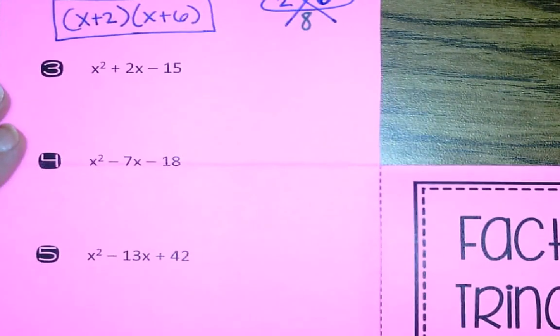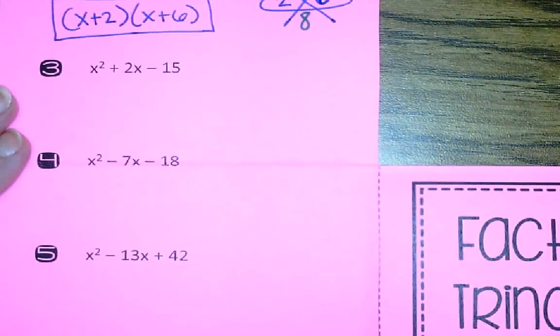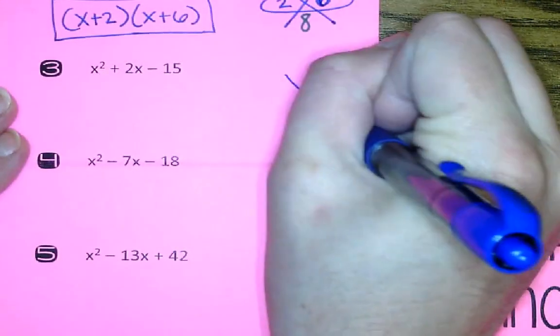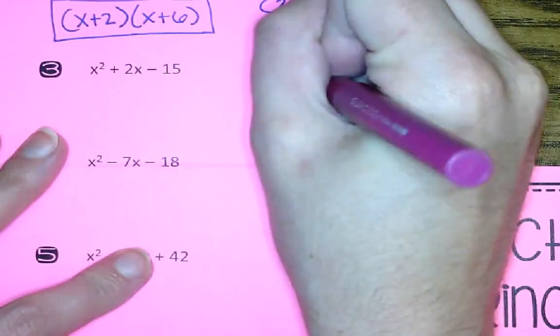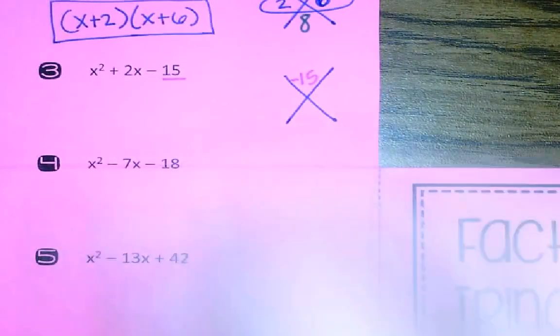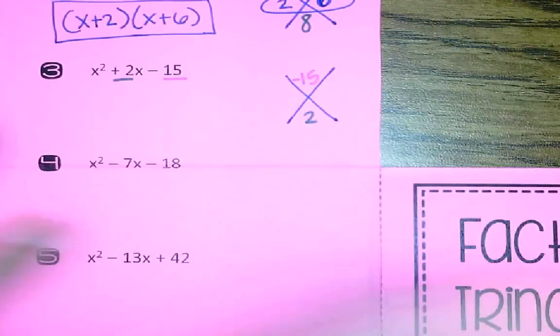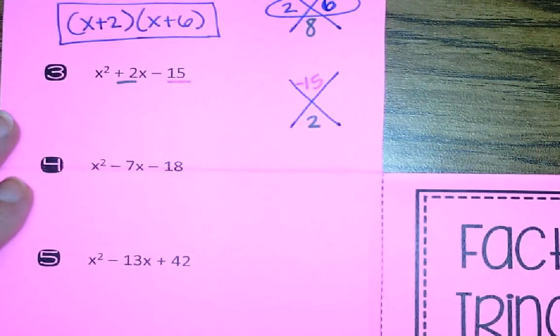So what I would like you guys to do now is we are going to take a look at number 3. So we want to find two numbers that multiply to negative 15, but add up to a positive 2. And that gives us what two numbers multiply to negative 15, but add to a positive 2? Ian, go for it.